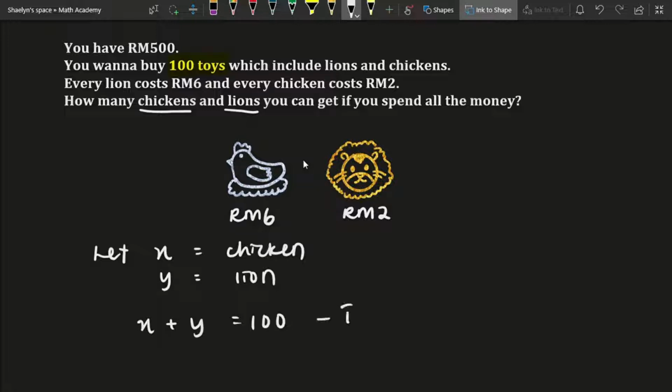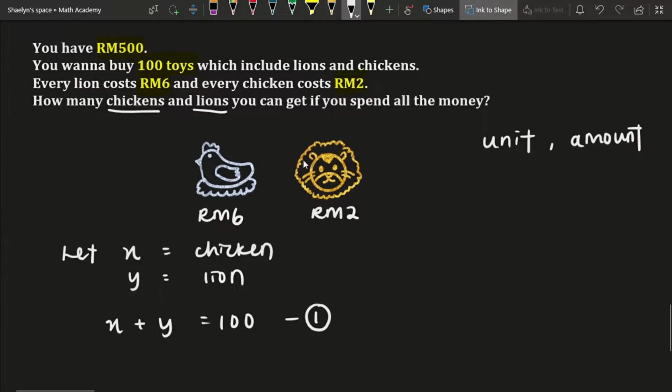So the second equation, they also provide you some information about the cost, about the price of each chicken and lion, and you know that you have 500 ringgit. So usually, right, they are actually grouped like this. One is about unit, which is like the amount of the toys. Okay, amount of toys. And the second one will be price.